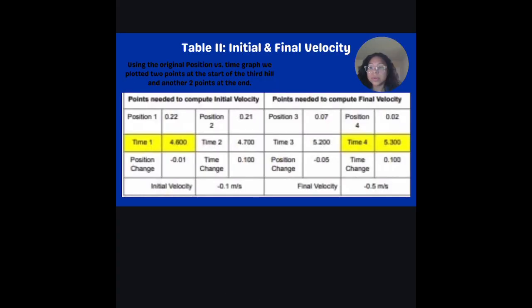So using the original position versus time graph, we plotted the 2 points at the start of the third hill and then another 2 points at the end of the hill. We plugged our information into this table, and then we calculated our initial velocity was negative 0.1 meters per second, and our final velocity was 0.5 meters per second. So our first time was 4.60, and then our last time was 5.3 seconds.